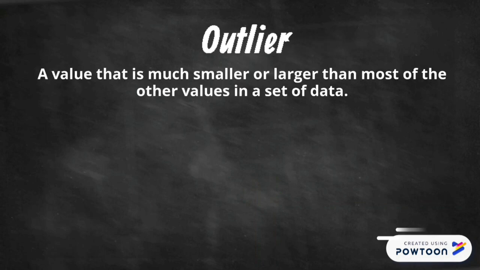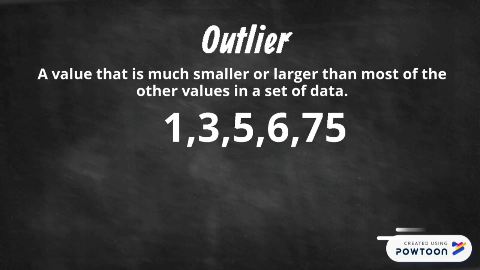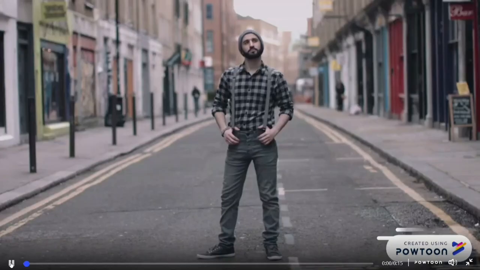Finally, let's move on to the outlier. The outlier is any value that is much smaller or larger than most of the other values in a set of data. For example, in this question, 75 is the outlier as it does not suit any of the other numbers in this data.